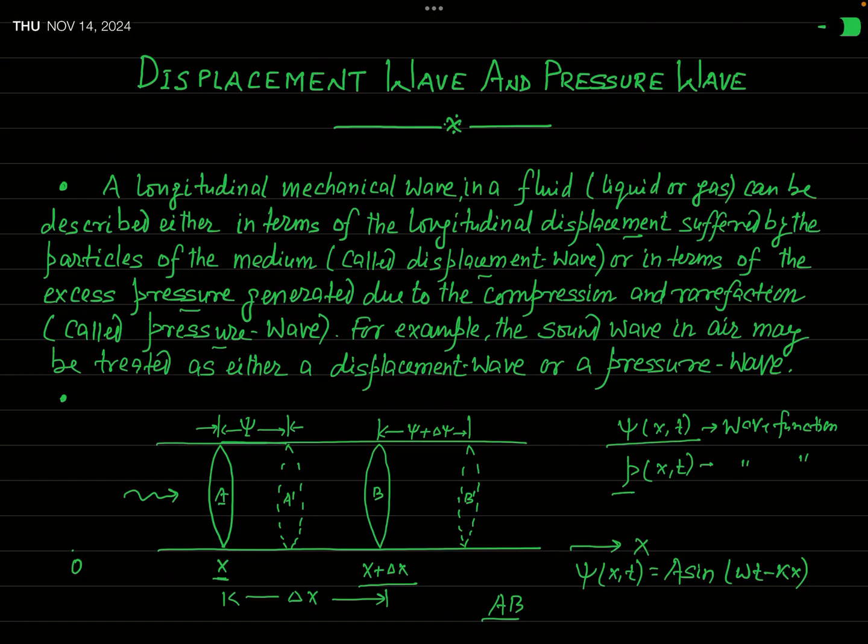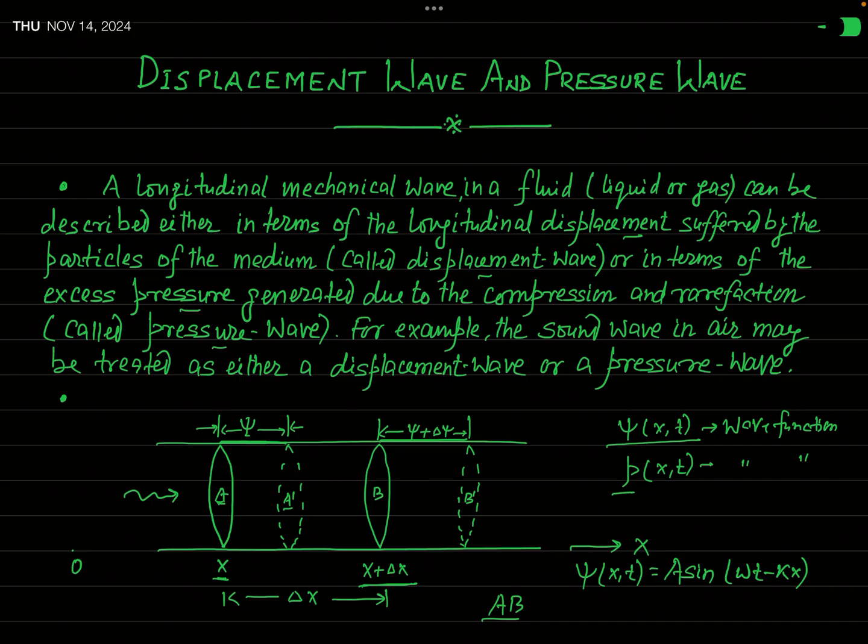Now when the wave passes through it, the medium gets disturbed, and this section A is displaced to A prime. That is, the particles of the medium at A, or at x equal to x, are displaced by psi. And the particles of the medium at section B, that is at x equal to x plus delta x, are now displaced to the position B dashed by the amount psi plus delta psi. It means I have considered here that the displacement of section B is greater than that of A by the amount delta psi.